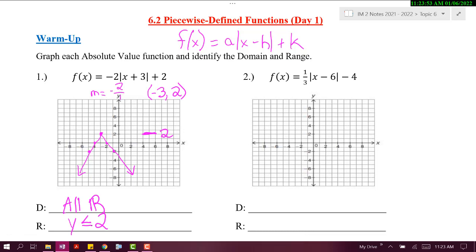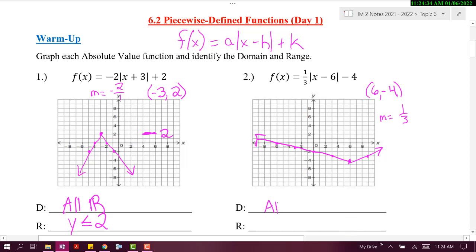Number 2, same type of thing. Our vertex is 6, -4. Remember, it's the opposite. So 6, -4. And then our slope is 1/3. So we go up 1 over 3. Can't really go too much farther that way. Up 1 over 3, up 1 over 3, up 1 over 3. And then just connect them the best we can. And that's our absolute value function.